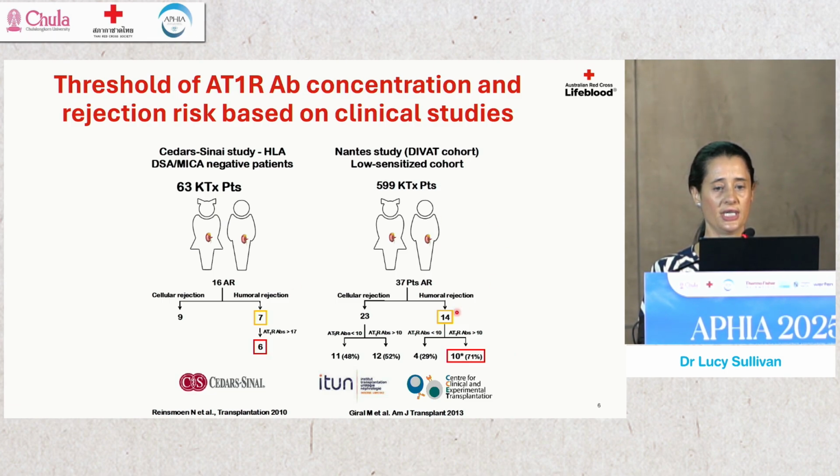In a larger study by a French group, the cohort was classified as low sensitised, so potentially some of them did have some antibodies to HLA. Of these patients, 37 had acute rejection, 14 antibody-mediated rejection, and 10 of these 14 had antibodies to AT1R greater than 10 units per mil. So once again, this provides evidence that AT1R antibodies could be not too good for transplantation.